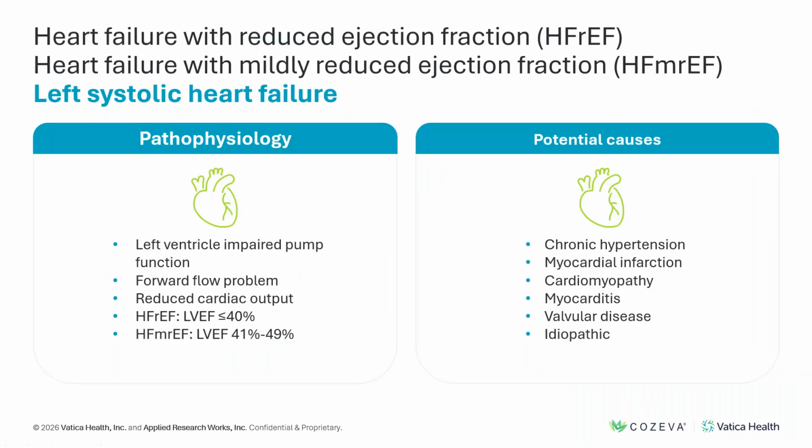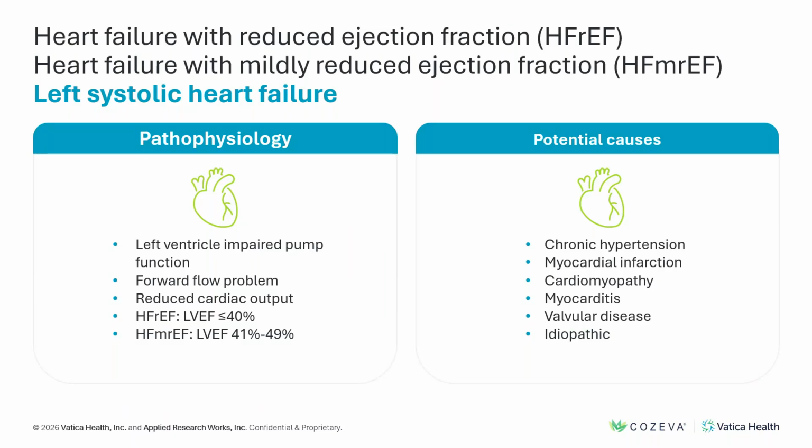So we'll start with left-sided heart failure, which is the most common type of heart failure. And when we talk about left-sided heart failure, there are two traditional subtypes, systolic heart failure and diastolic heart failure. In systolic heart failure, the left ventricle doesn't contract effectively. Several conditions can damage the myocardium and impair this contractility. Some common ones are chronic hypertension, myocardial infarction, dilated cardiomyopathy, and valvular heart disease. So when the left ventricle can't contract well, it struggles to pump blood forward into the body. So this is a forward flow problem that results from reduced cardiac output.